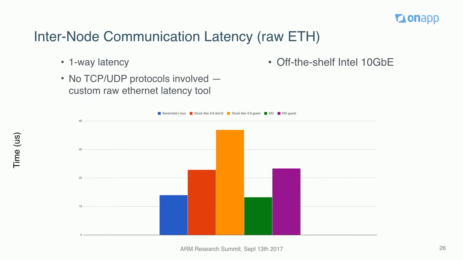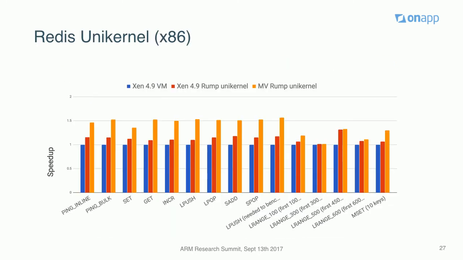Same thing here for cross-node, so inter-node measuring performance over the physical network. We see that the performance measured within a bare metal guest here, the control domain, compares extremely favorably with our virtualized guest performance, as opposed to a standard virtual machine measurement here.